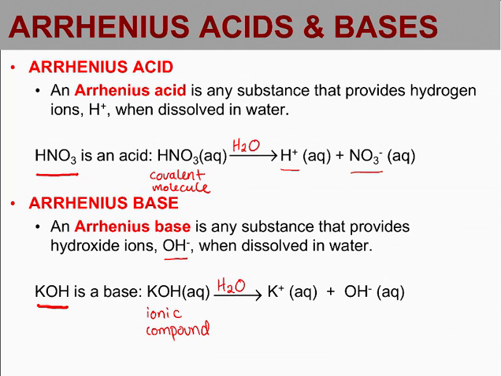You'll notice I used two different terms there. Up above with our acid example, because HNO3 is a covalent molecule, we say that it ionizes in solution. But if we start with an ionic compound like KOH, that just dissociates because it's already ionic. So it's just separating in water. Now, that's just a small side note, but I might say ionizes or dissociates, and that's why I'm using those two different terms.